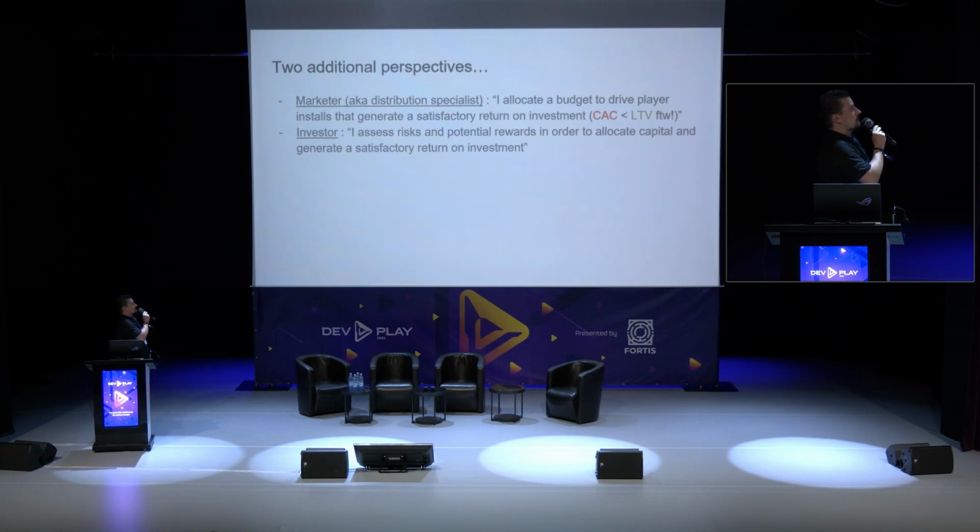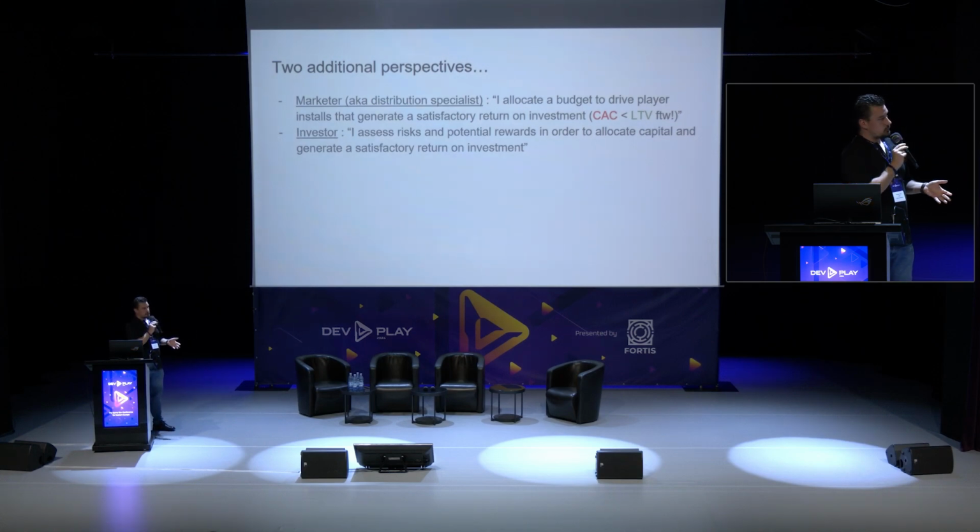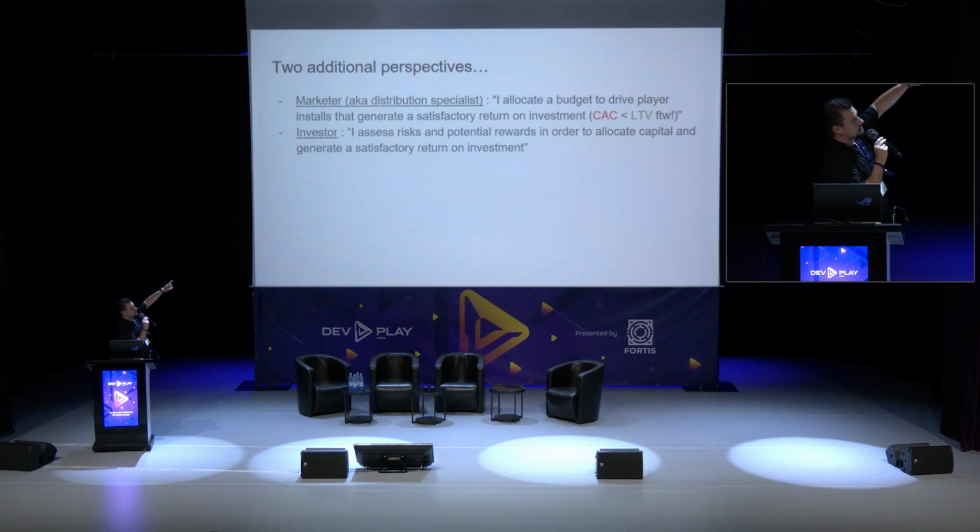The other perspective I want to talk about is the investor perspective. So what an investor basically does is they try to assess risk and potential reward in order to allocate their capital, their money, and generate a good return on investment. If you look at these two definitions, you're going to see that they're kind of similar. Sort of like a marketer is a form of internal investor, investing in your own products from within your company.